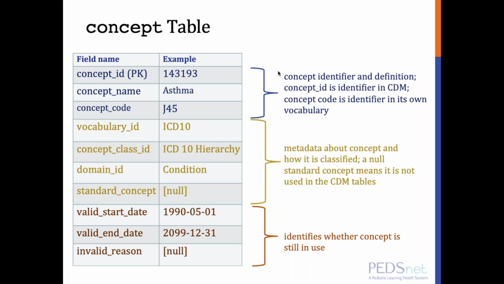Beyond that, the things in red are specifically whether or not a concept is still valid. So for example, if the invalid reason has some sort of textual description as to why we would no longer use that concept, then that would not be null. And then the dates provided here also give us a notion of whether or not that concept is still valid within its vocabulary.